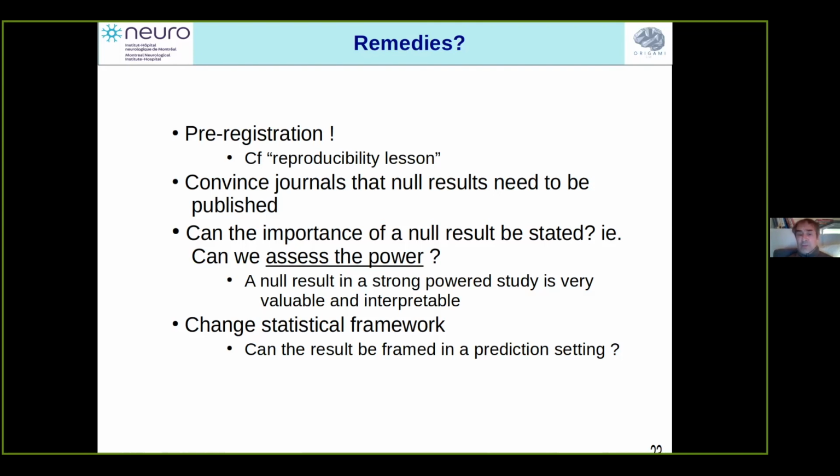I also can think of different kinds of statistical frameworks, like a predictive framework, or Bayesian analysis, and so on.